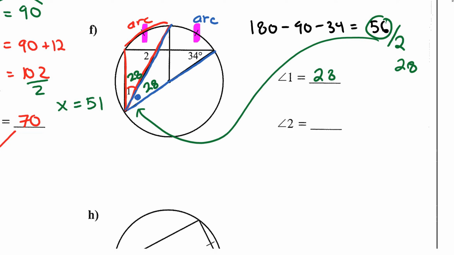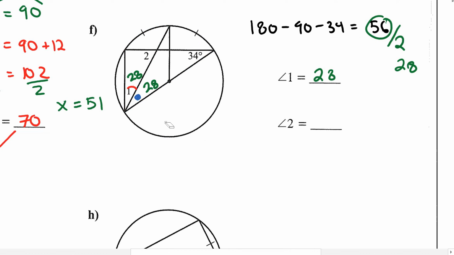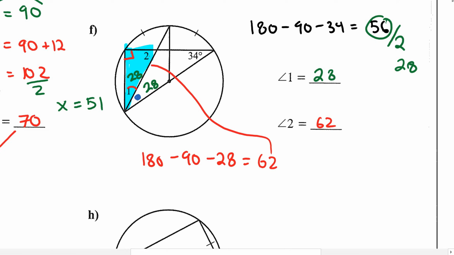Okay, and angle number 2 is actually a little bit easier to find because you can focus your attention on this blue triangle right here. And you know that this corner angle is going to be 90 degrees, and you know angles in a triangle add to 180. So 180 minus the 90 minus the 28, that's going to give you a value of 62 degrees. And 62 degrees is angle number 2 there. Okay, so that's how you solve that particular problem.